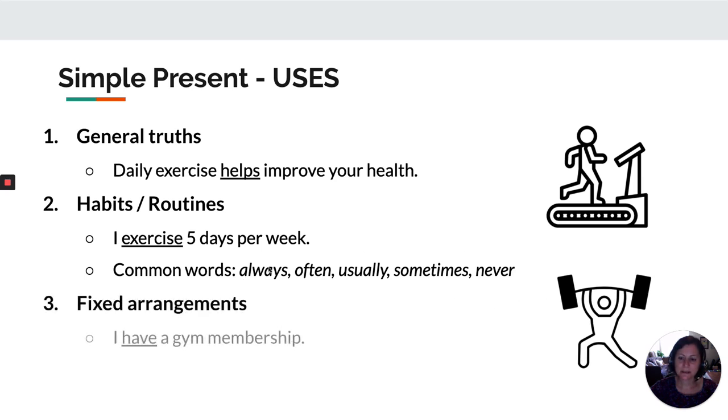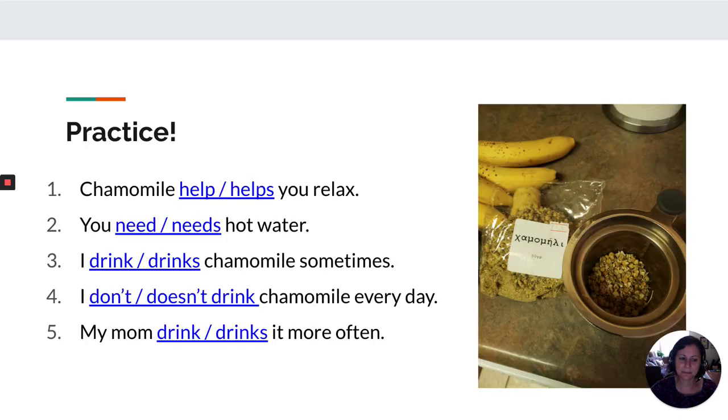Fixed arrangements. I have a gym membership. I live in San Diego. This is something that's permanent or fixed. He lives close to the gym.